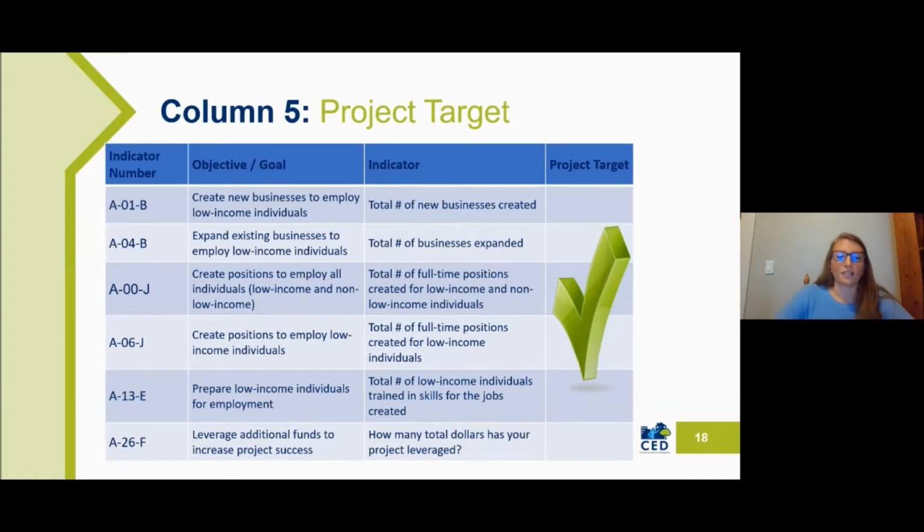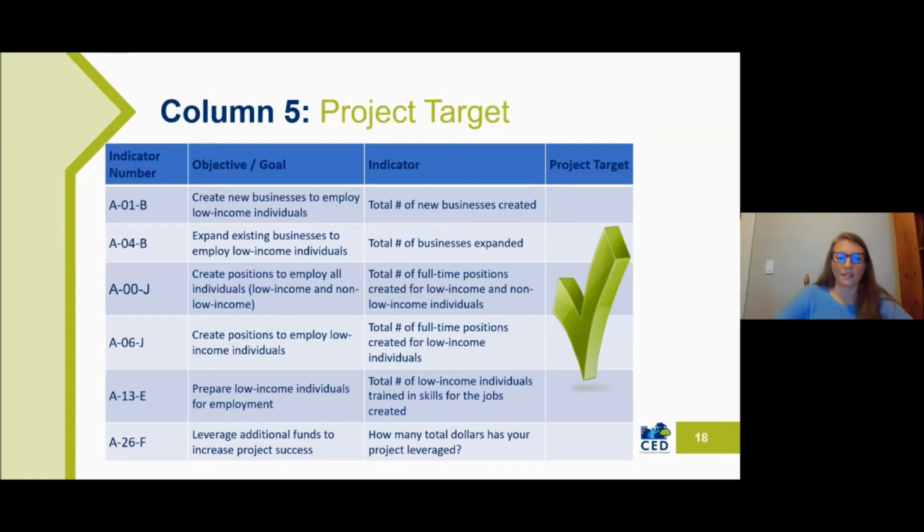The project target column is also a column that you can't edit. It's going to be populated for indicators where you proposed some project outcomes in your original application. So these are some examples of the indicators that will have a pre-populated project target. Not all will be populated, but the ones listed on your slide will be.